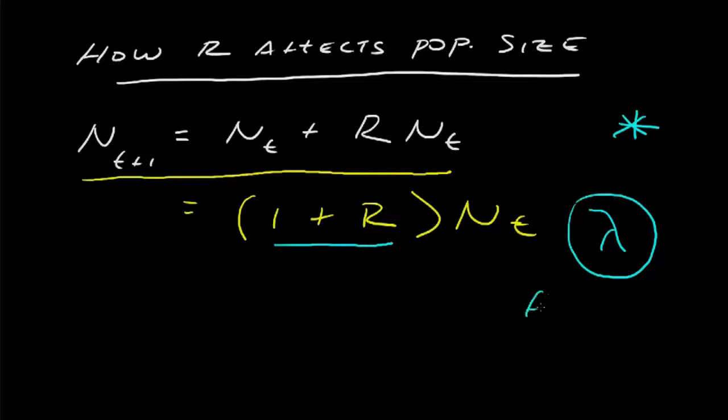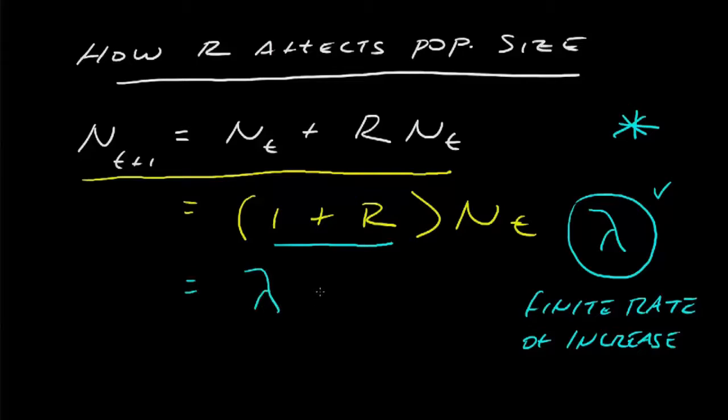And that lambda is sometimes referred to as the finite rate of increase, which you might have heard before. So that's our lambda value. And I'm going to just substitute that lambda in. So we have lambda times NT equals NT plus 1. Well, that is a lot to cover.